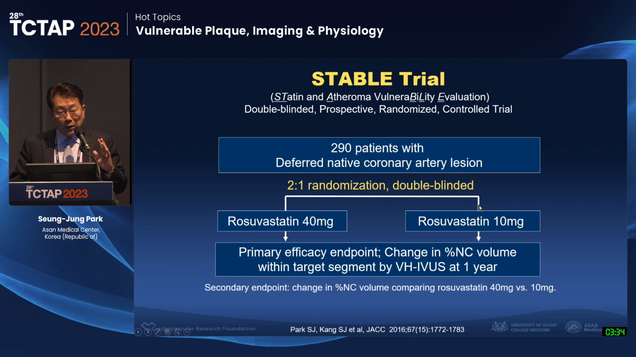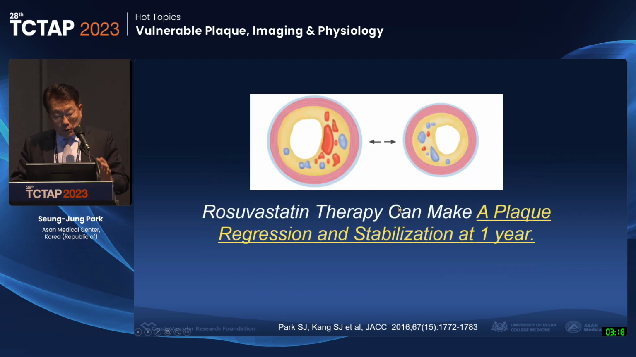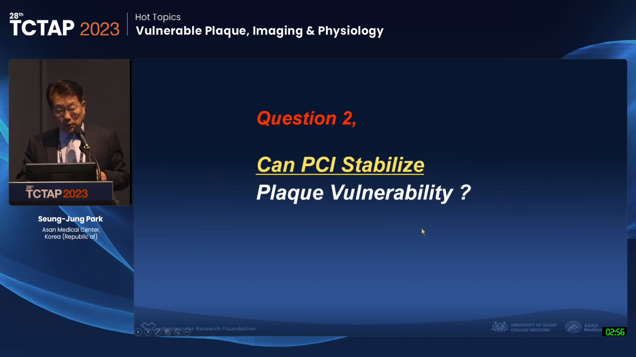We had a study, the STABLE trial, randomized 2-to-1 to high statin treatment and low statin treatment, and clearly demonstrated the percent necrotic core volume changes at 1 year. We clearly demonstrate rosuvastatin therapy can make plaque regression and stabilization at 1 year. So conservative management, lifestyle modification, optimal medical treatment is very important. These approaches should be considered and optimized before deciding on an invasive procedure like stenting, right?